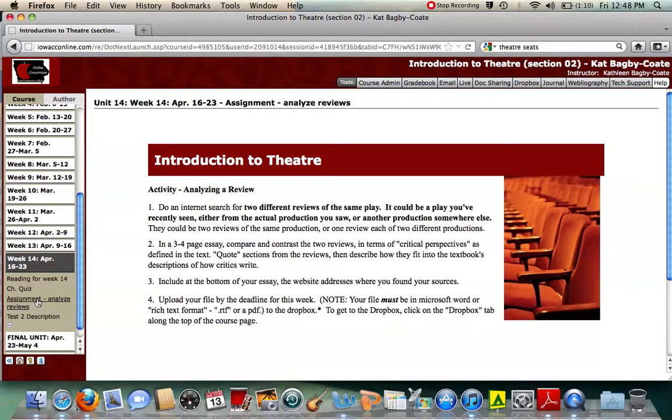And it could be 2 reviews of the same exact production, or it could be 1 review each of 2 different productions. So if one company did a production of Hamlet and another company did a production of Hamlet, you could read a review from both. And if you just Google theater reviews, you're going to find all kinds of stuff. Or you could Google The Lion King reviews and find a bunch of stuff. So just think about a production you want to write about and find 2 reviews about it. Okay, so that description is here under week 14.